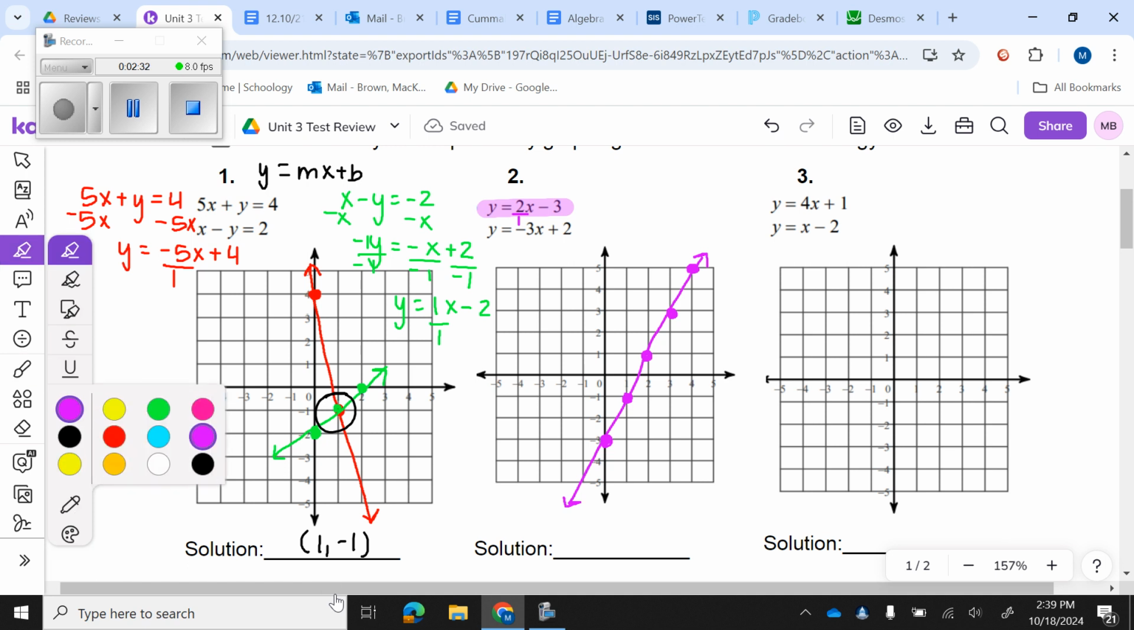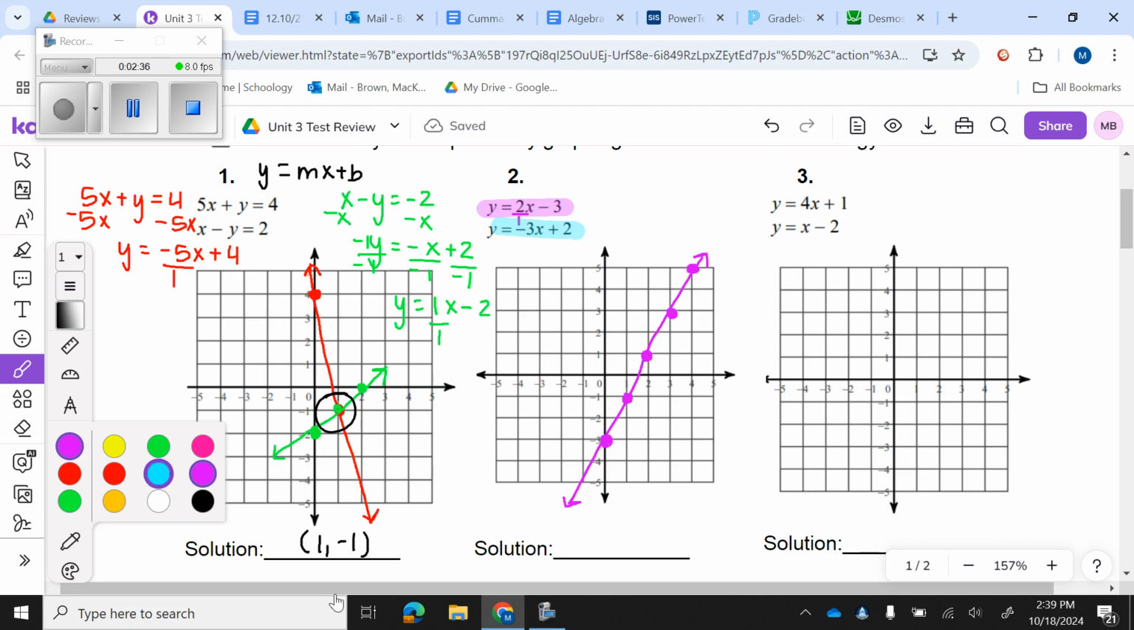For my second line, my y-intercept is 2, so I'm going to put a point at 2. And my slope is a negative 3, so I can put that over 1. So I'm going to go down 3, right 1. Down 3, right 1. And I'm going to connect, and I need to see where my solution is, and your solution is where these two lines intersect. Well, this one happens to be the same thing at 1, negative 1.